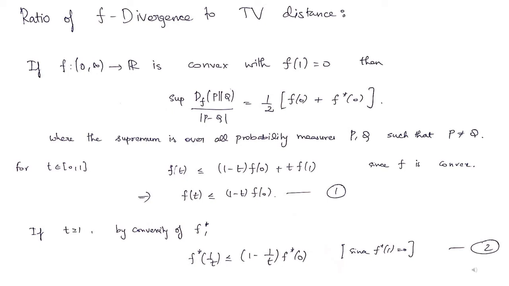So for t in the range 0 to 1, we have f of t less than or equal to 1 minus t f of 0 plus t f of 1. Note that we get this from Jensen's inequality, and because f is convex, we can use that inequality. f of t is less than or equal to 1 minus t f of 0 because f of 1 is equal to 0. If t is greater than or equal to 1, again by convexity of f star, we have f star of 1 by t less than or equal to 1 minus 1 by t into f star of 0, since f star of 1 is equal to 0.